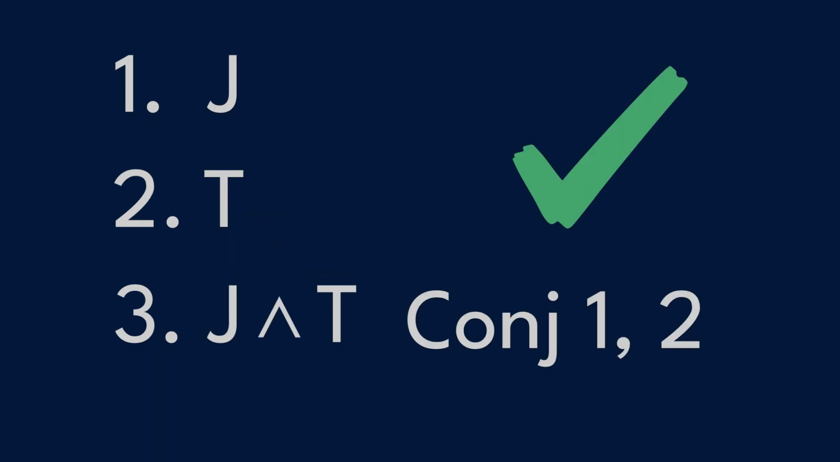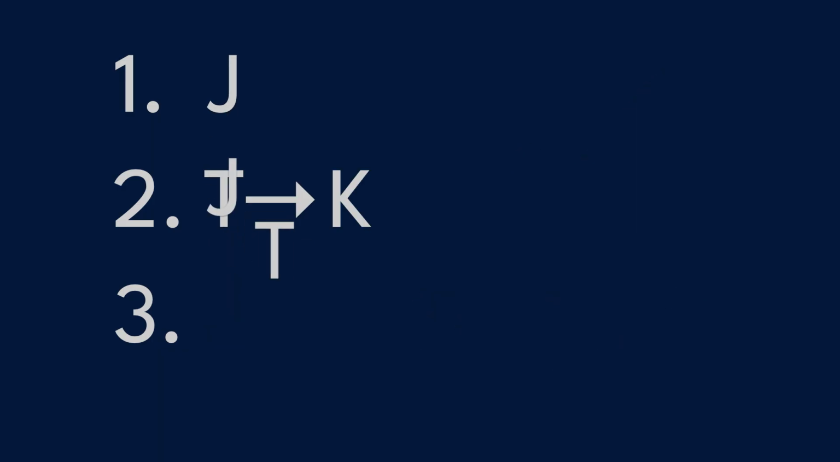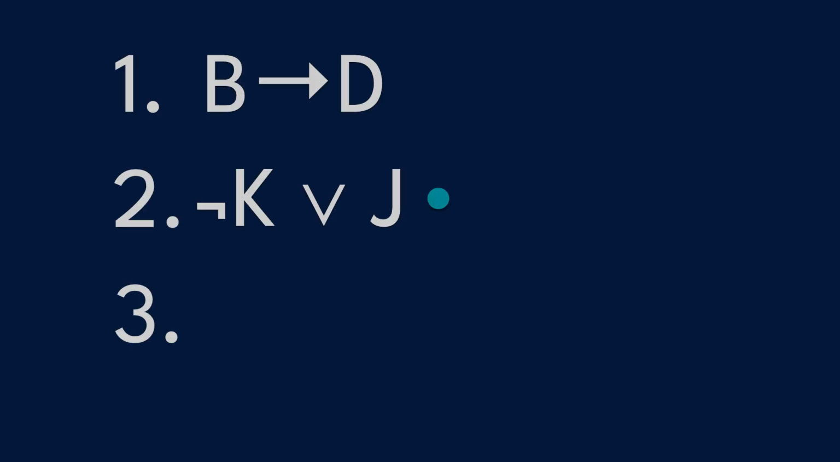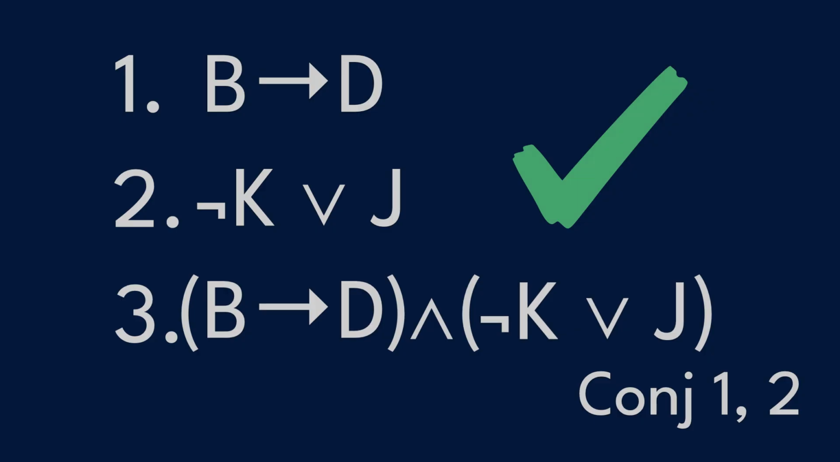Conjunction only works when each statement you need appears as a standalone line in the proof. But beginners often try to take something from another line that isn't actually free, because it's locked inside a larger formula. The J is available on its own line. That's fine. But T is not. It's trapped inside a conditional, so you cannot just reach in and grab it for conjunction. Instead, each conjunct you use must appear on a previous line, standing alone and independent.